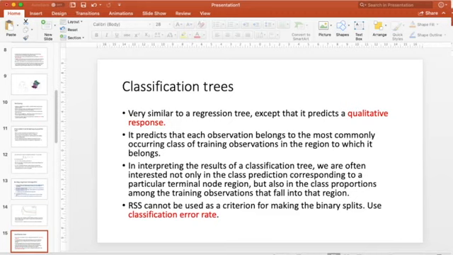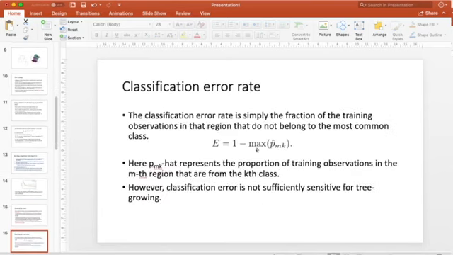In classification trees, you're not able to use RSS, because RSS is for numerical responses. So for the binary splits, we will use a classification error rate. This is the classification error rate, given by E equal to 1 minus the maximum of p hat mk. The classification error rate is simply the fraction of the training observations in that region that do not belong to the most common class.